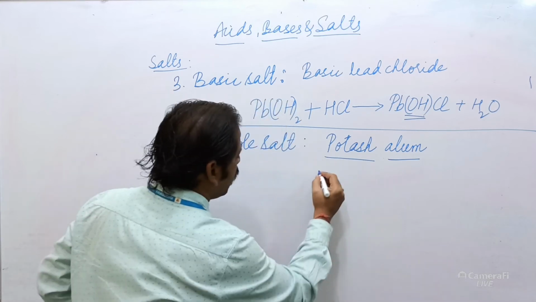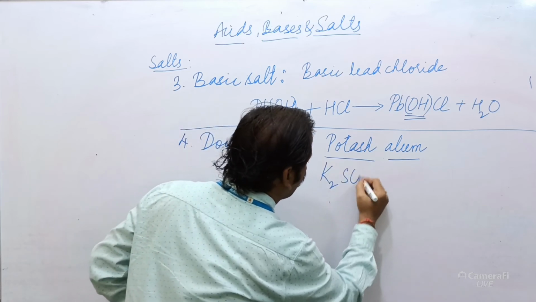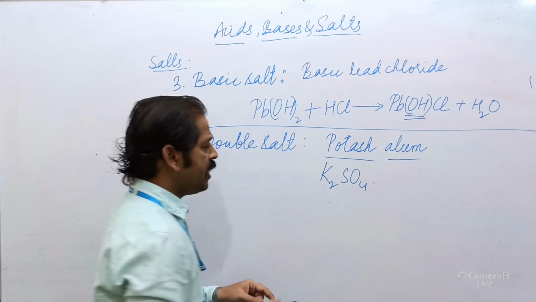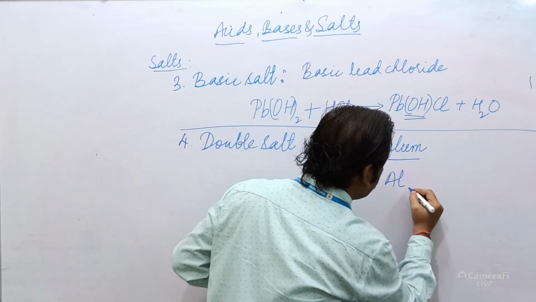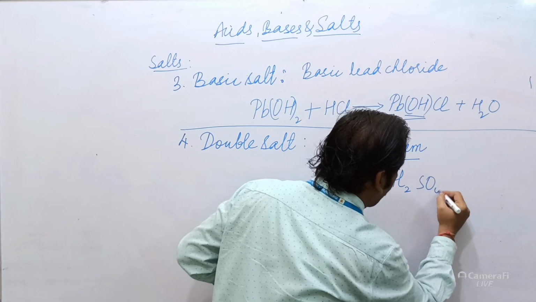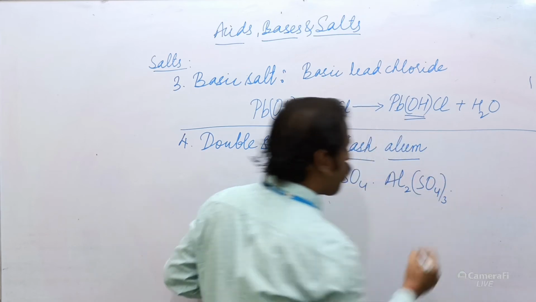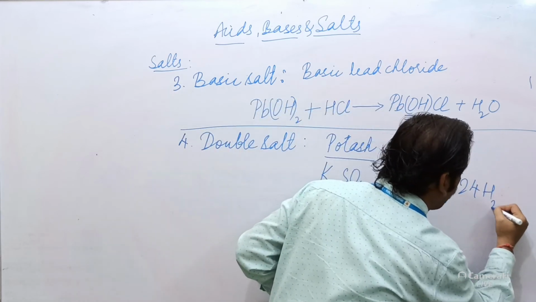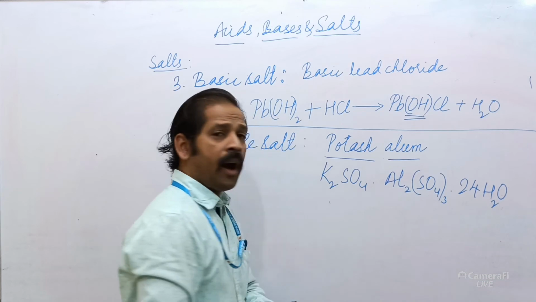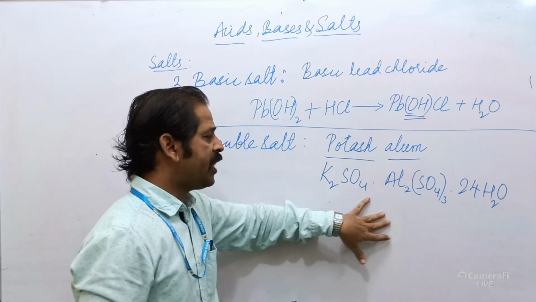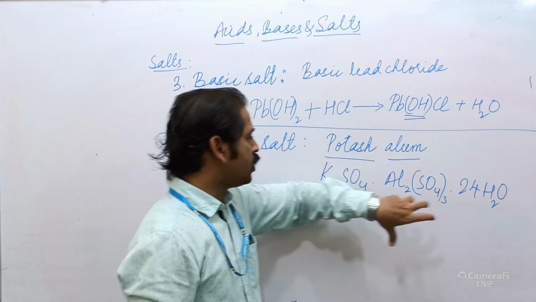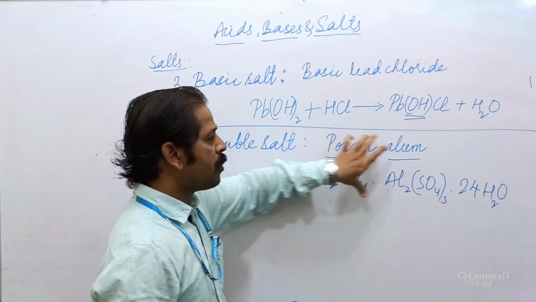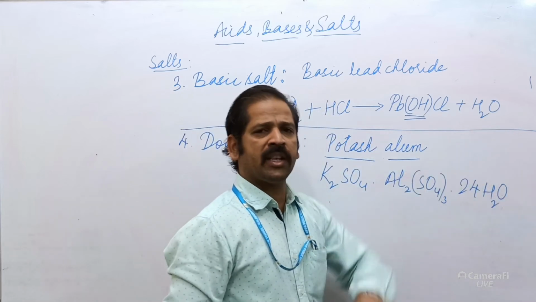The potassium one is K2SO4, yes. The second one is aluminium sulfate, and water. Hydrated potassium sulfate, because when it dissolves in the water, it forms potassium sulfate and aluminium sulfate, called potash alum. How is it formed?